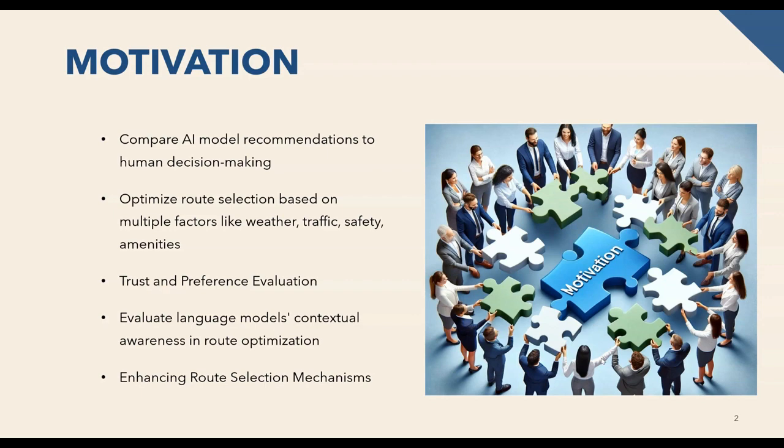Third would be trust and preference evaluation. To ascertain user trust levels and preferences in AI generated recommendations compared to their own choices. The fourth would be enhancing route selection mechanisms. The aim is to improve the effectiveness of AI in route planning in diverse scenarios.